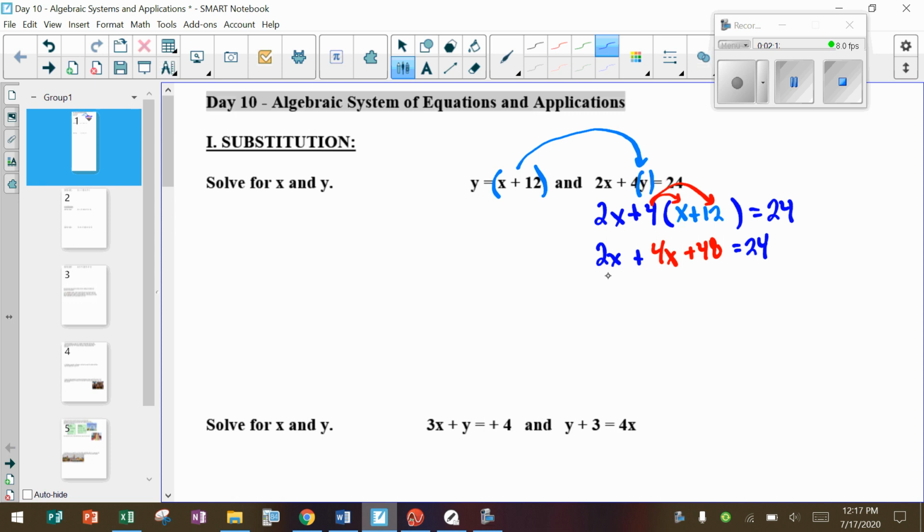So now I'm going to combine like terms with the 2x and the 4x. I'm just going to put those together as a 6x. And solve like we've solved before. Subtract 48 from both sides. Six x equals negative 24. And then divide by 6 to get x alone. So I get x is negative 4.